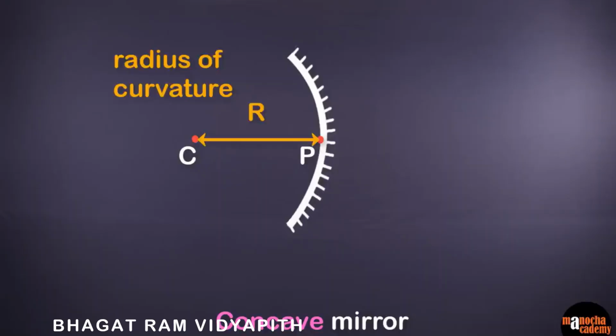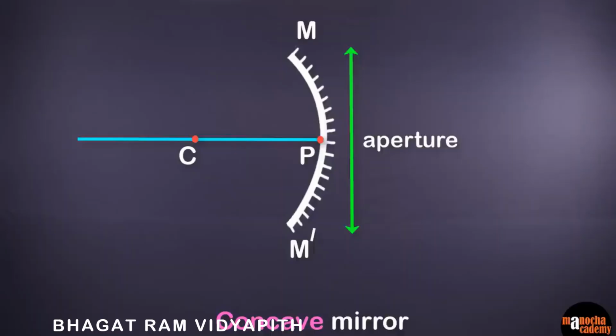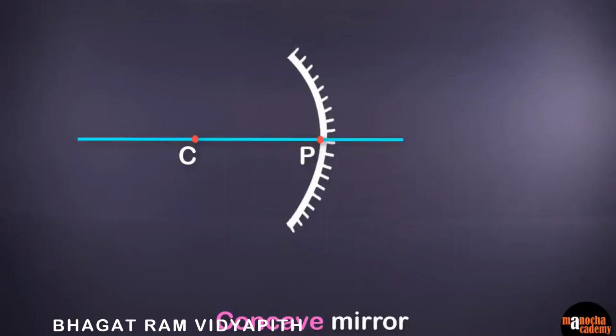Radius of curvature R is the radius of this sphere. The straight line passing through the center of curvature and the pole is called the principal axis. The portion of the mirror where the reflection of light takes place is called the aperture of the mirror, represented by M M dash here. Remember, the concave mirror is a converging mirror.